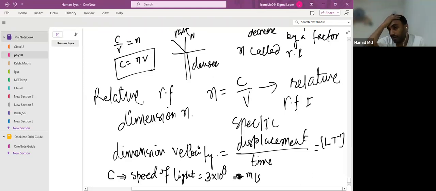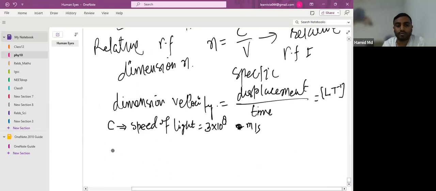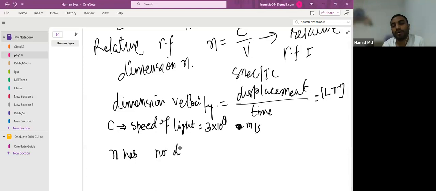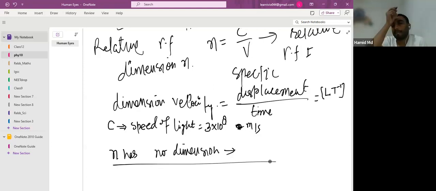So both are velocities. So the ratio of velocity over velocity has no dimension. So this refractive index n has no dimension. You are aware of dimensions, right?